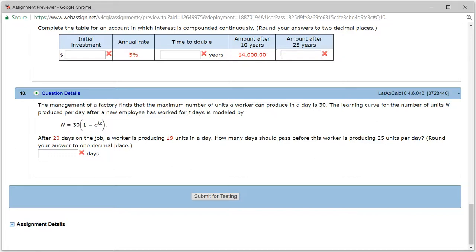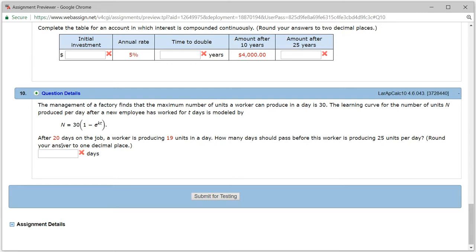All right, let's look at homework 4.6, problem number 10. It says this: The manager of a factory finds that the maximum number of units a worker can produce in a day is 30. The learning curve for the number of units N produced per day after a new employee has worked for T days is given by this.